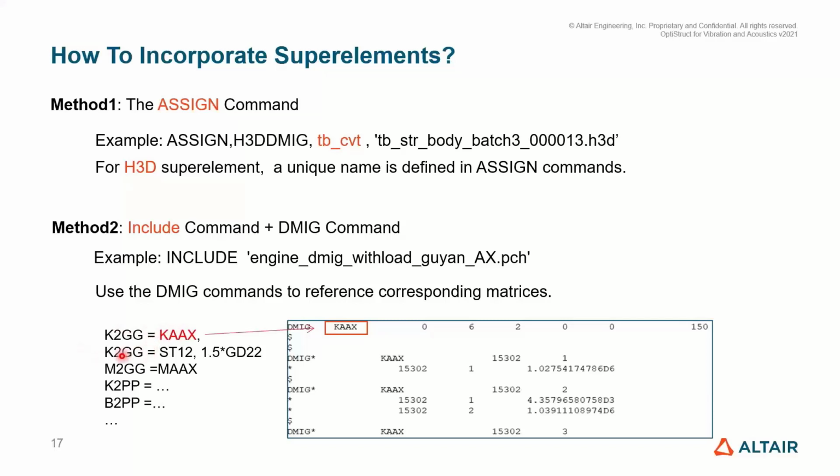Similarly, we can define matrices for other parts. Another stiffness matrix may have a different name. Mass matrix and damping can also be defined.